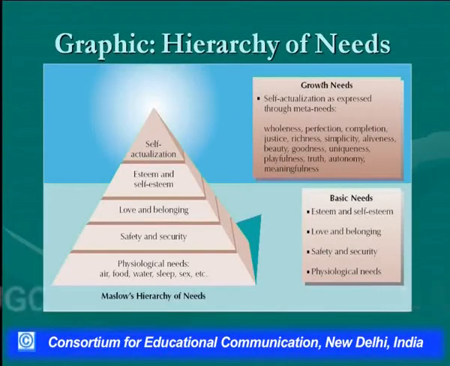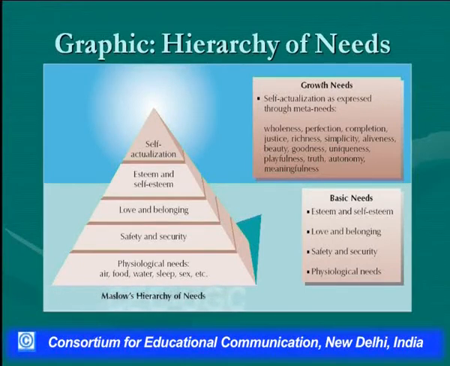Now the graphic of the hierarchy theory is in front of you, Maslow's hierarchy of needs. The first is the physiological needs, which cover air, food, water, sleep, etc. The second is the safety and security need. Next are love and belonging, then esteem and self-esteem, and the last is self-actualization. These are the basic needs which Maslow says have to be fulfilled first, and automatically there is an interplay of one need after the other. After the physiological, safety, security, love, belongingness and self-esteem needs, we come to the self-actualization needs.